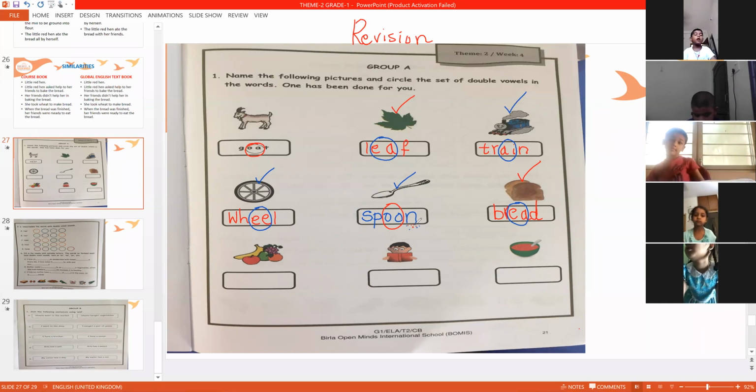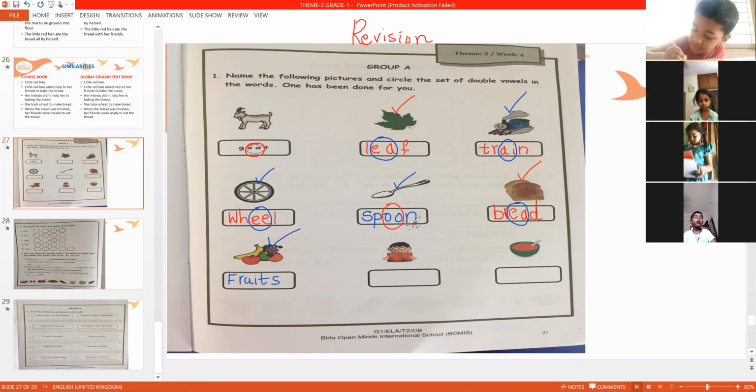Now let us see the next one. What is the next picture you have here? Yes, fruits. Very good. Fruits. Now, in fruits also, can you see any two vowels in the word? U and I. Very good. U and I are the double vowel here.